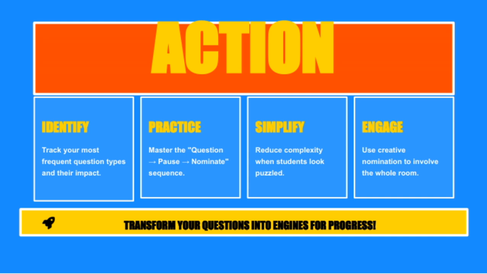It's also crucial to master the simple but effective sequence: question, pause, nominate. This helps maintain control and keeps the conversation focused. Practice this regularly, and don't forget to track your most common question types and see how they impact the lesson. This will help you identify patterns and areas for improvement. Ultimately, the goal is action. Using these insights to continually refine your approach and foster an environment where questions become catalysts for growth and discovery.